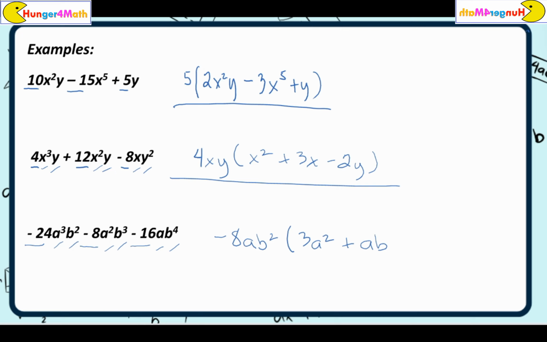Moving on, negative 16 divided by negative 8 is positive 2. Then a divided by a is 1, and b to the power 4 divided by b to the power of 2 is b squared. So this is our answer.